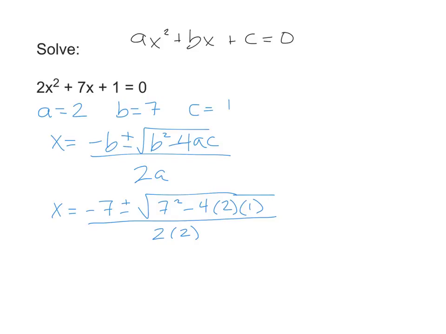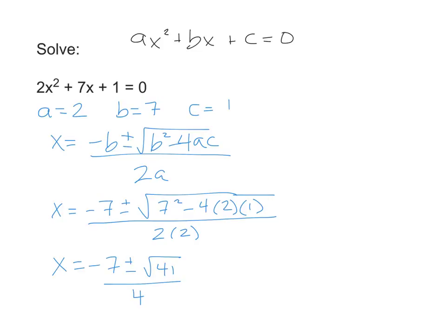In order to actually find our answers, the first thing you're going to do is the stuff that's inside the square root sign. But don't put the square root in your calculator. Just do 7 squared minus 4 times 2 times 1, which is 41. So we get x equals negative 7 plus or minus root 41. And then I can do 2 times 2 is 4 on the bottom. If you're asked for an exact solution, you could just leave it like that.